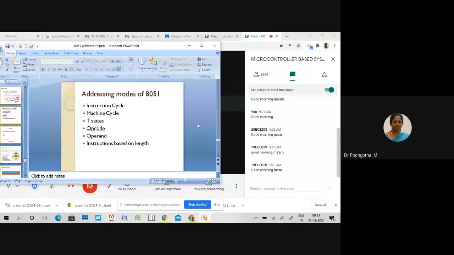Today's class, we are going to see about addressing modes of 8051. Before that, you must understand some of the terminologies involved in your 8051 architecture. The important terminology involved in your instruction set are instruction cycle, machine cycle, T states, opcode, operand, and instructions based on length. Okay, so we will see one by one. First one is the instruction cycle.